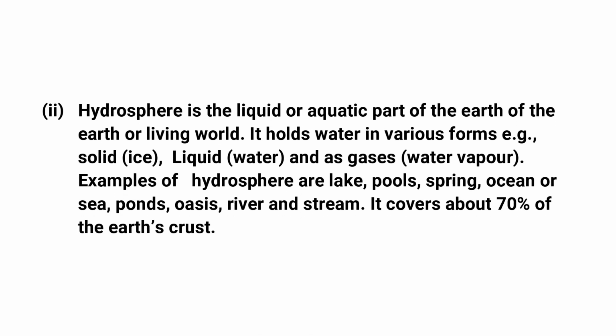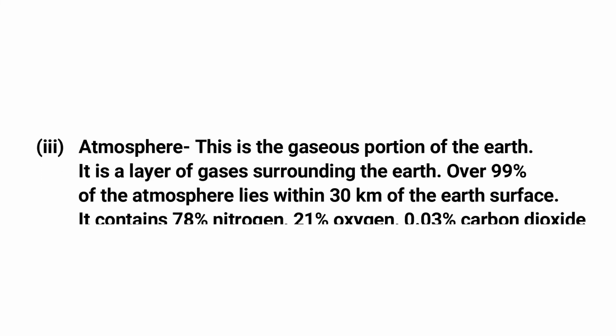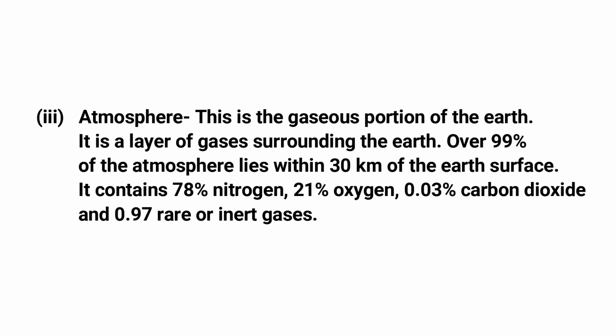2. Hydrosphere. This is the liquid or aquatic part of the earth or living world. It holds water in various forms, e.g., solid, ice, and gas, water vapor. Examples of hydrosphere are lake, pool, ocean, and stream. It covers about 70% of the earth's crust. 3. Atmosphere. This is the gaseous portion of the earth. It is a layer of gases surrounding the earth. Over 99% of the atmosphere lies within 30 kilometers of the earth's surface. It contains 78% nitrogen, 21% oxygen, 0.03% carbon dioxide, and 0.97% rare or inert gases.